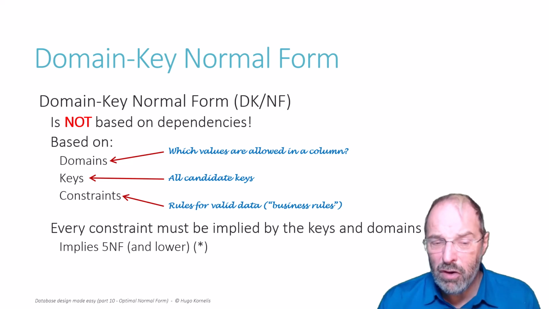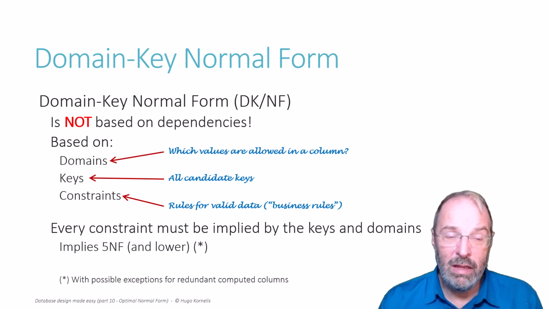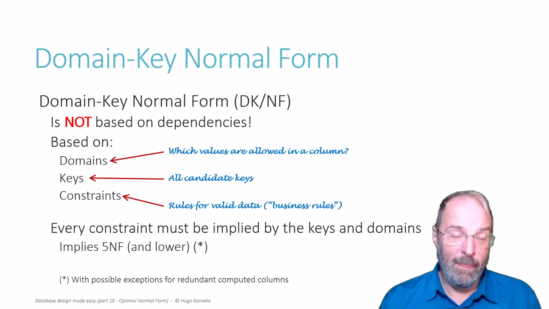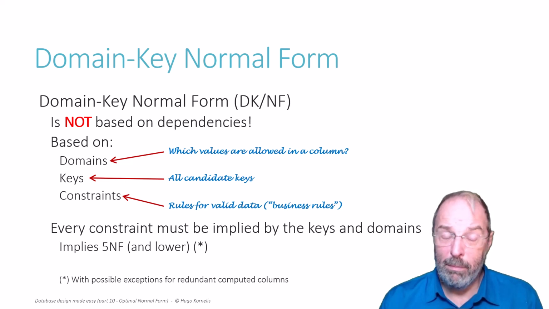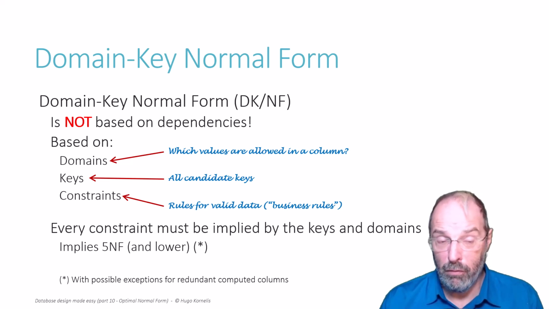And I added a footnote because I have seen situations where to achieve domain key normal form, I had to add a computed column that basically is redundant and that does not satisfy all the fifth normal form rules. So those computed columns need to be accepted in the statement that DKNF implies a fifth normal form.